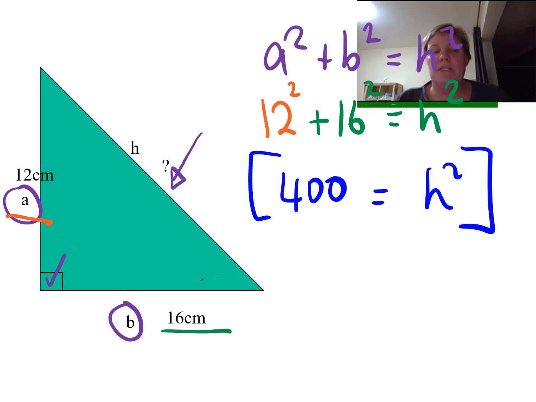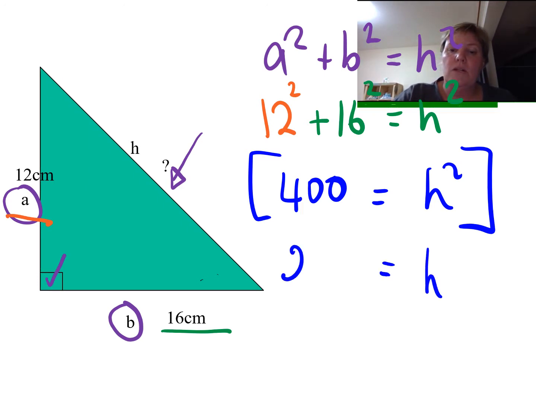The last step is to get back to the side, because you may have noticed that on the diagram that long side is called H, but I've actually worked out what H squared is. So to do that, I'm going to take the square root. Okay, so the square root of 400 on my calculator gives me the answer 20. So I know that H is 20.